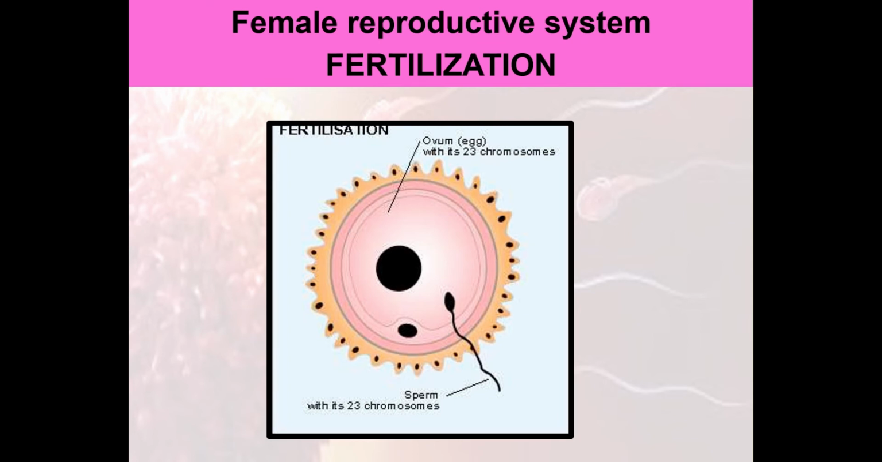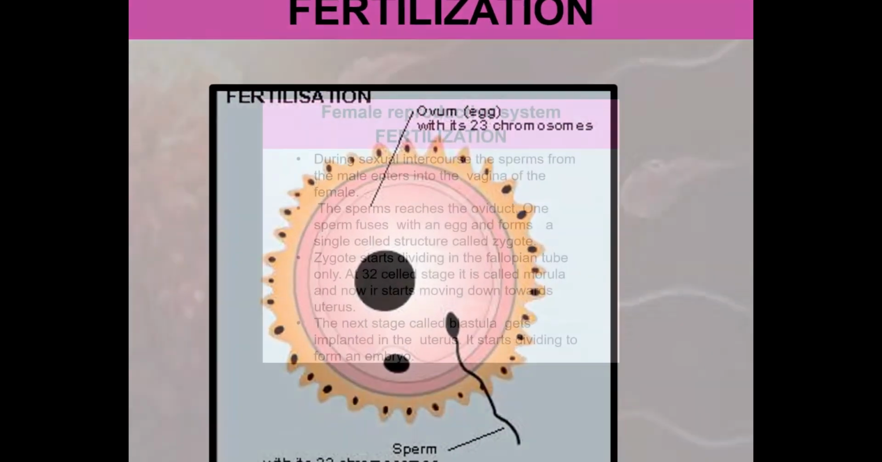Now this egg has 23 chromosomes, and this sperm has 23 chromosomes. When fusion of the nucleus of the ovum and the nucleus of the sperm occurs, this event is called fertilization, the fusion of male and female gametes. Actually, this is the fusion of male and female nuclei, and it results in the restoration of 46 chromosomes, or 23 pairs of chromosomes. This single-cell structure that is formed is called the zygote.